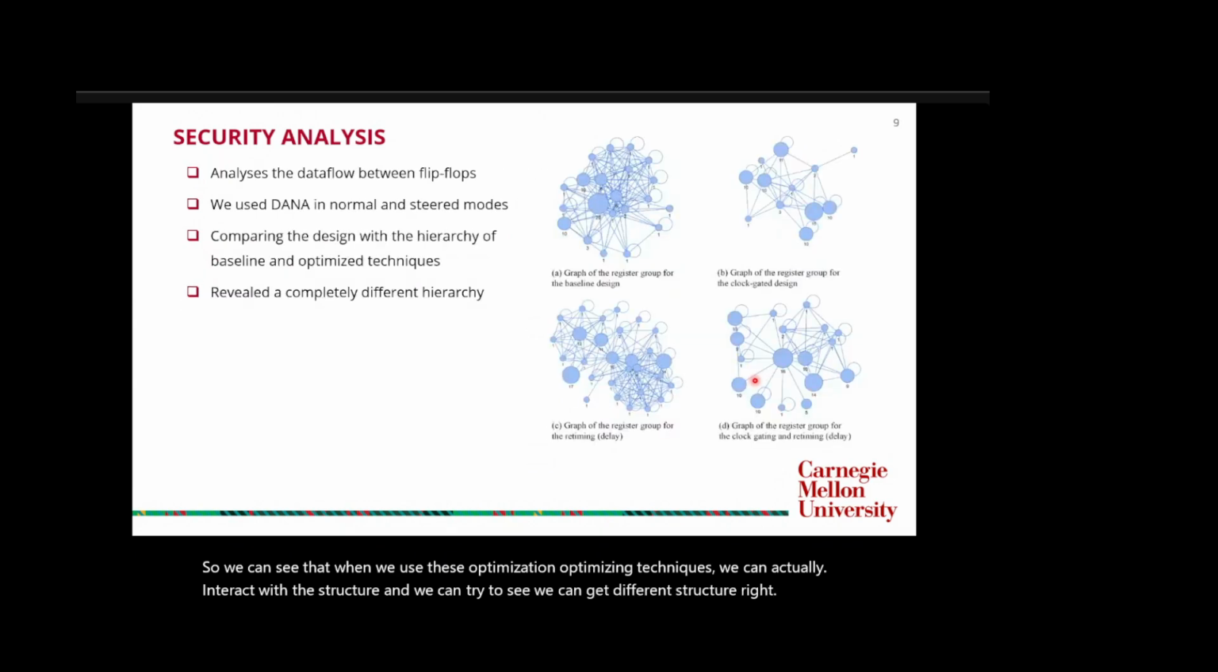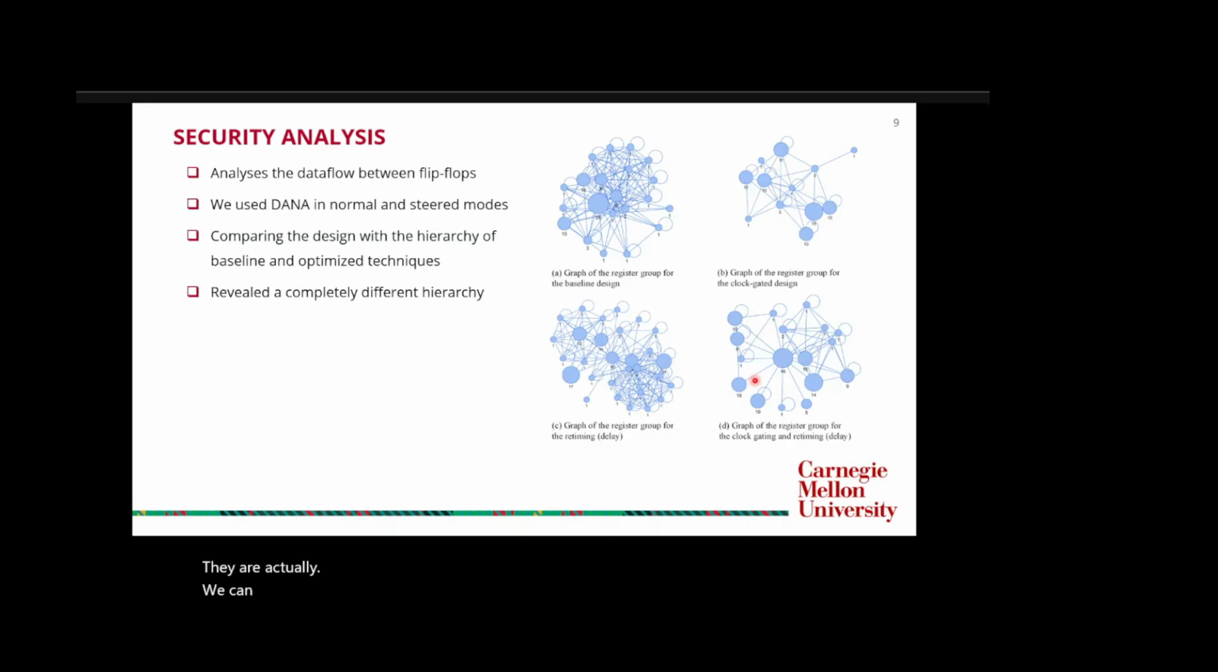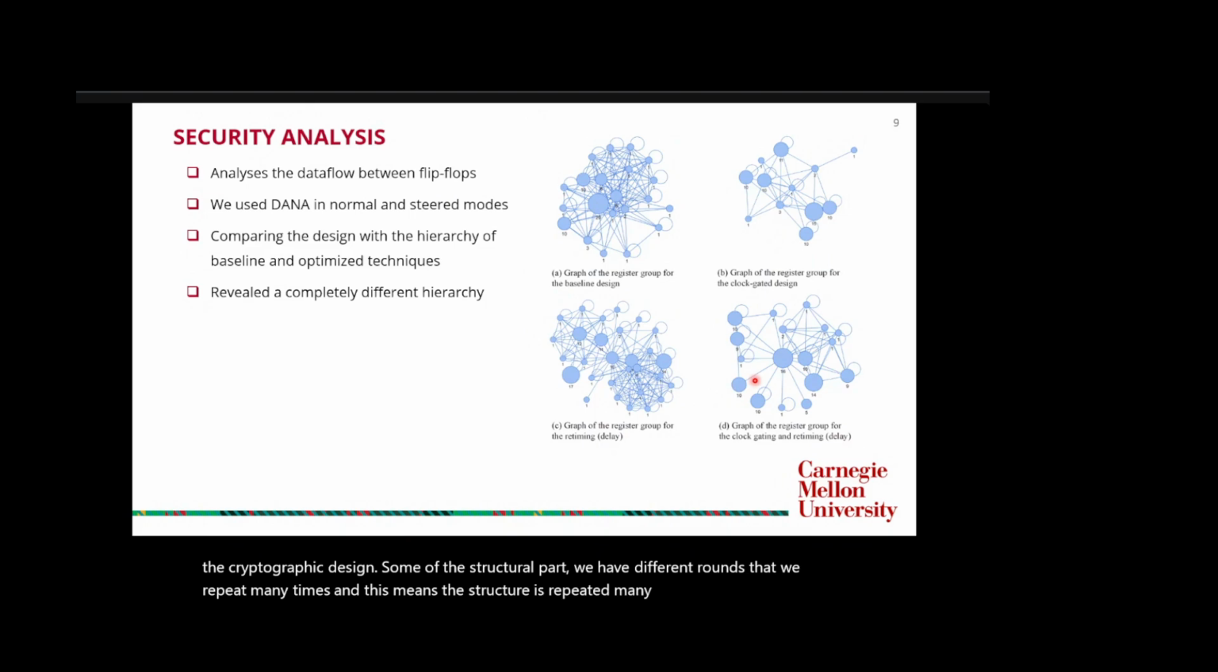So overall, these repeated modules that are in a big design, right? They are actually part of every design. Literally, in many designs, you have to repeat the design, especially in cryptographic designs. In some of the structural parts, we have different rounds that we repeat many times. And this means the structure is repeated many times. So it can help to prevent that type of thing, even for the cryptographic cores.